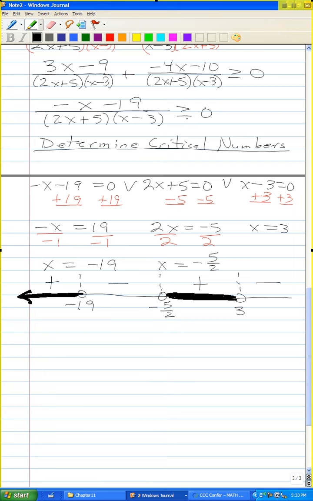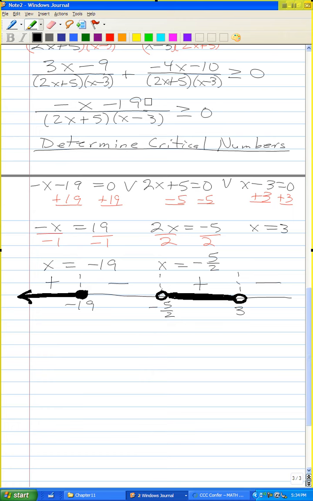It says greater than or equal to. Oh, so it could be equal to 0. And so, since it says equal to 0, then I'm going to fill in every critical number except for those found by setting the denominator to 0. So I do not fill in negative 5 halves nor 3, because if I did, I'd be dividing by 0. So these critical numbers are not filled in, but the critical number found by setting the numerator to 0 will be filled in. So negative 19 will be filled in.